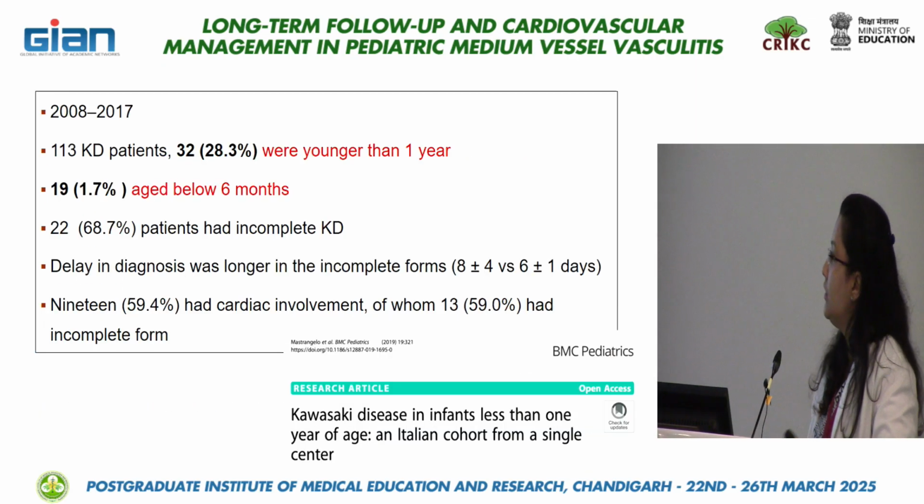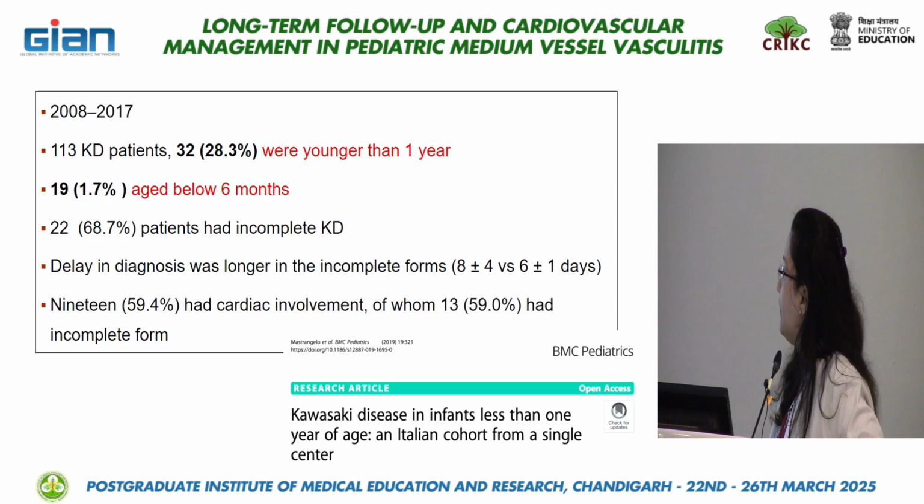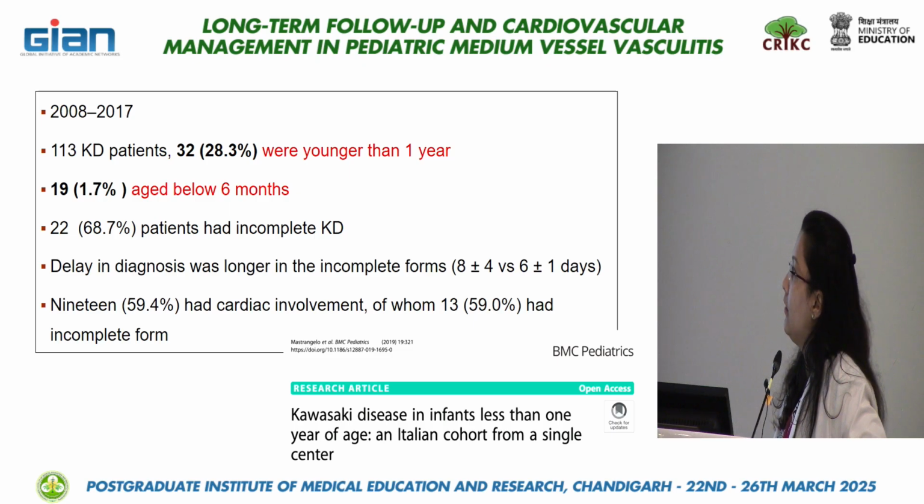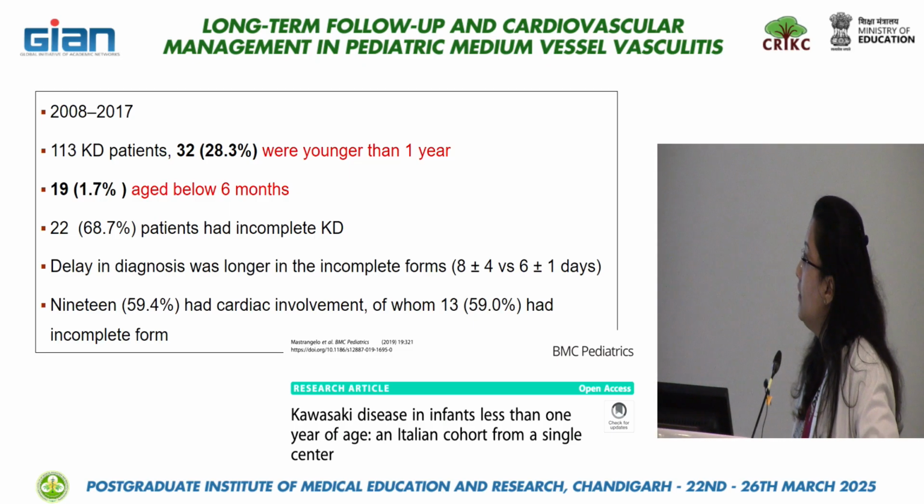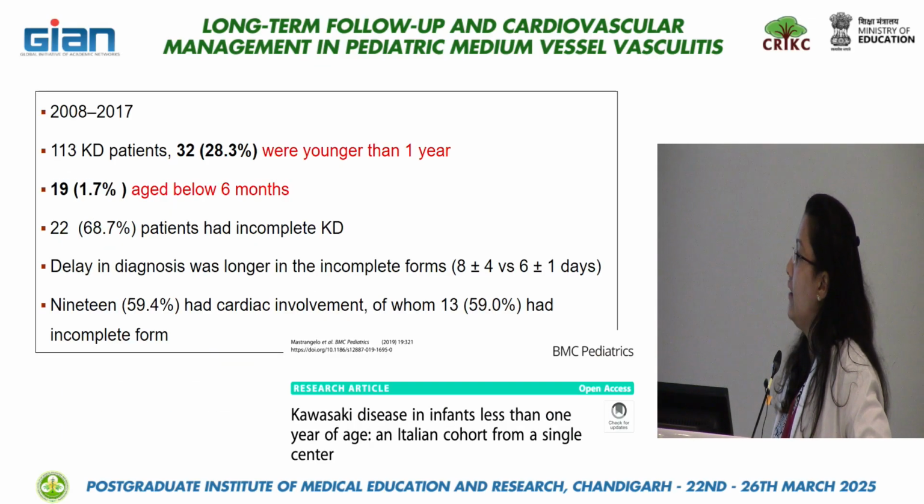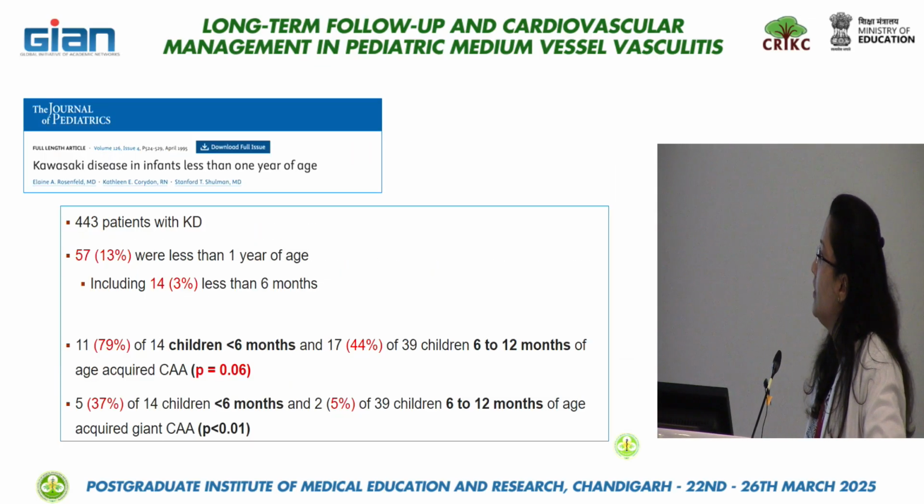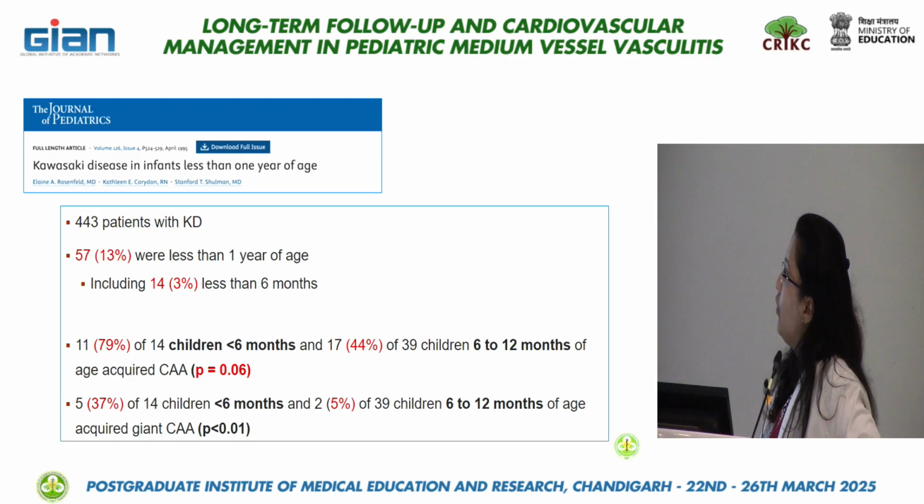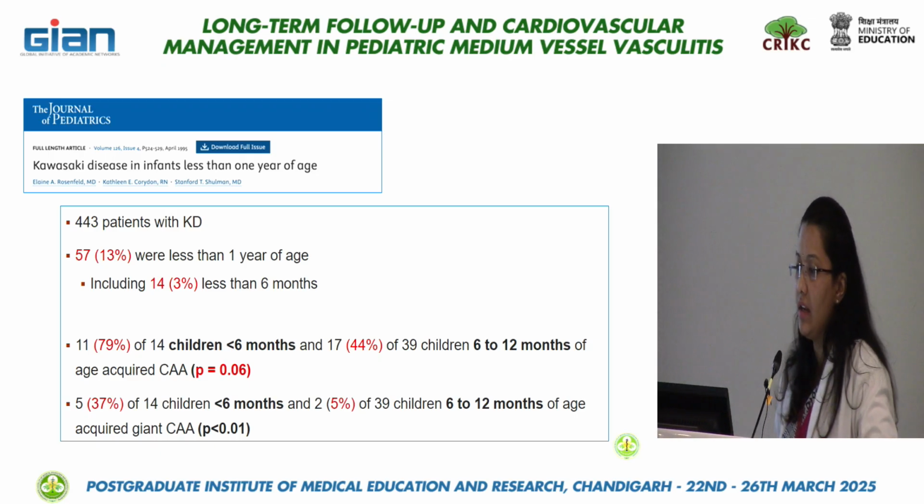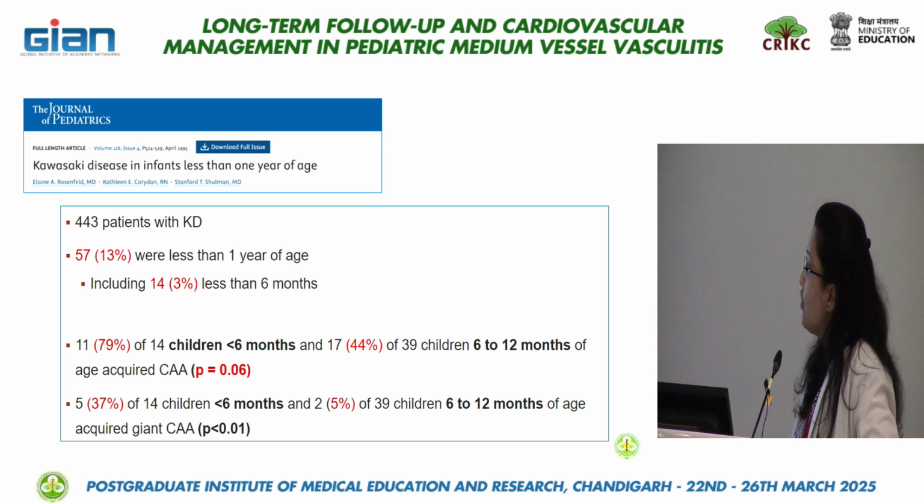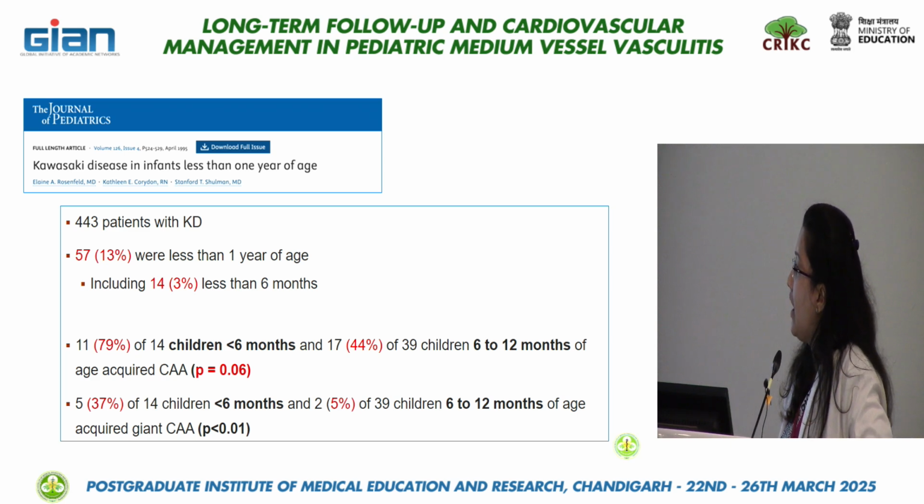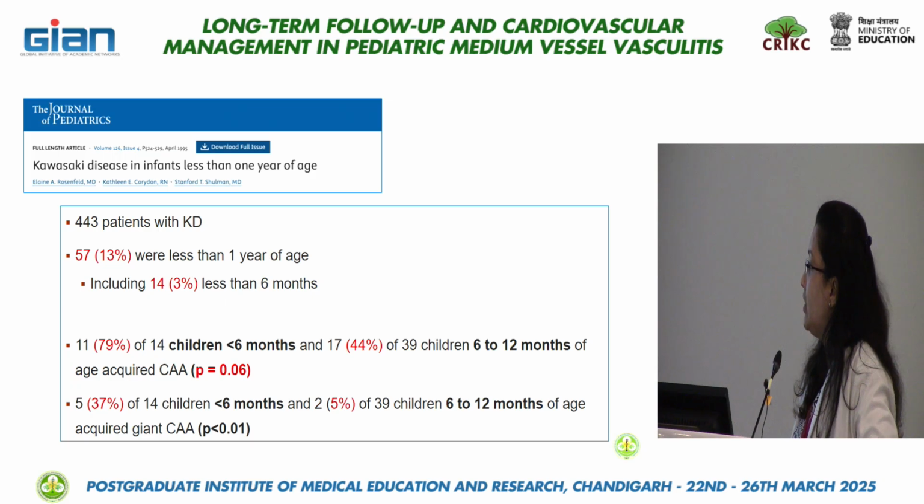Moving further towards the west, there is an article from Italy, which shows that they have about 1.7% of cases less than 6 months, and 28% of their cases less than 1 year. They also have a significant delay and an increase in incomplete presentations. And there was a very old article from the US, for children less than 1 year. They also showed a higher risk of coronary abnormalities in these kids, especially those less than 6 months of age.